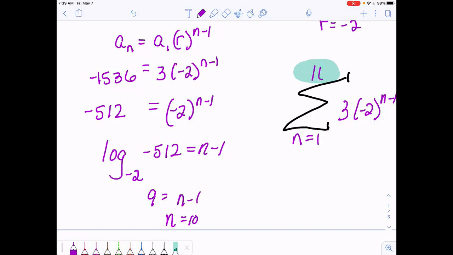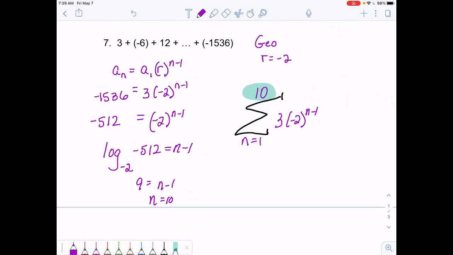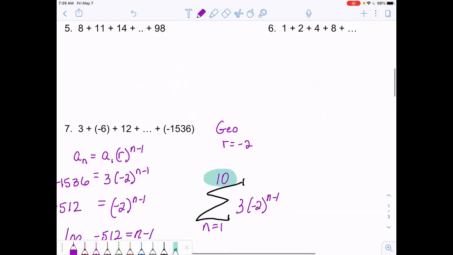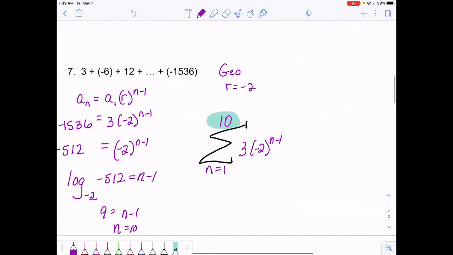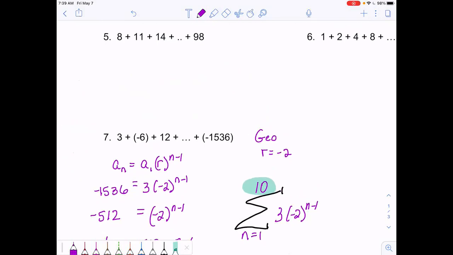So a little 10 goes up above, and that represents the number of terms. To write a series in sigma notation when it's infinite, like number 6, you don't need the number of terms because it goes on forever. So then I would just put a little infinity on the top and all I need is the formula. But when it's finite, you have to make sure you're finding the number of terms. So arithmetic, we would then use the arithmetic formula. Geometric, we're using the geometric formula.